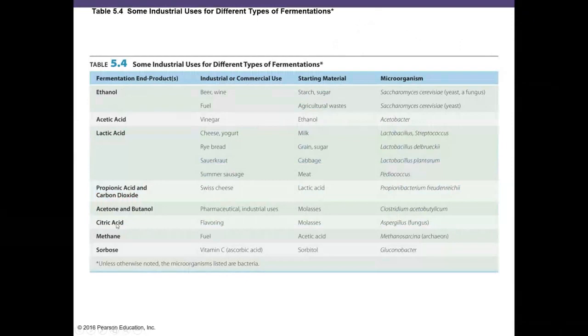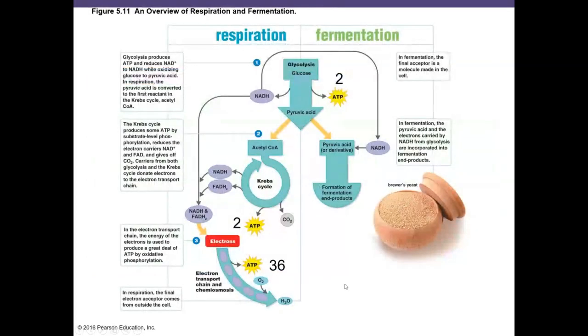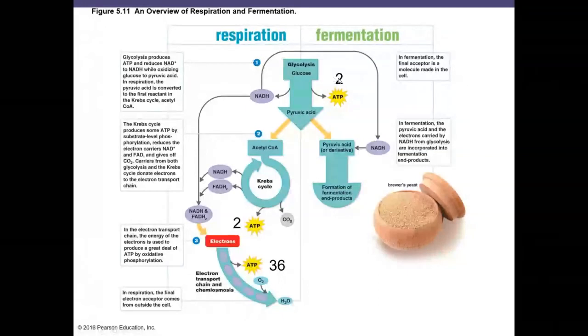So again, these are a few things, and again, you can see some of the microorganisms that are utilized to make those. Right? So again, it can be anything from a bacteria to a fungus. Remember, yeast are fungi. They're not bacteria. They're single cell, but they are fungi. So again, this is that chart: 2 ATP, 2 ATP, 36 here. If we get through fermentation, we're only making the 2.